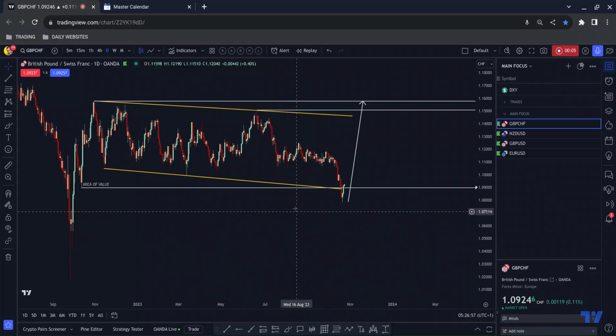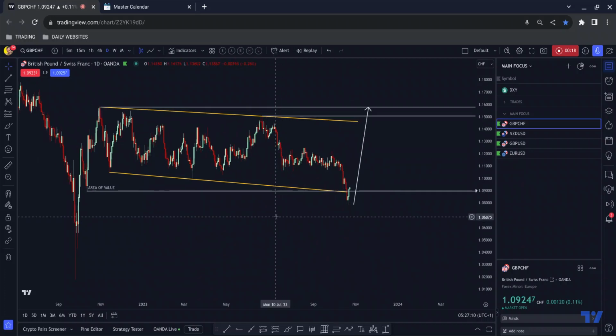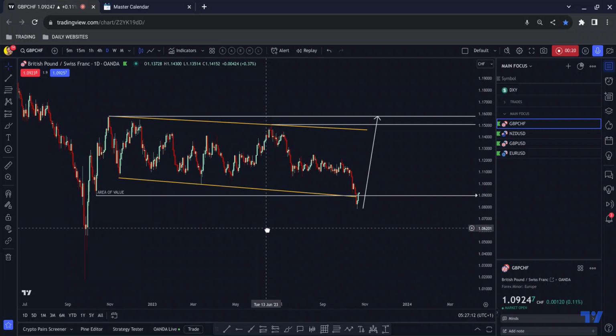So today I have four pairs on watch. Those are pound Swiss, Kiwi dollar, pound dollar and euro dollar. So it's pretty much all about the dollar today with the exception of pound Swiss. So I'm going to break these pairs down for you now, give you my thought process and tell you what I'll be looking for.